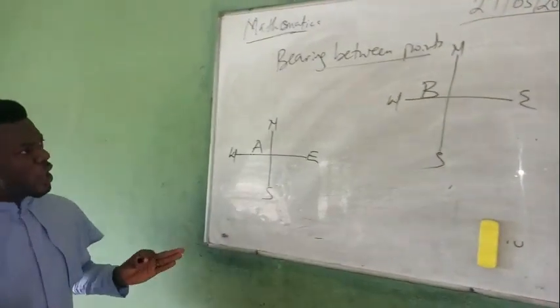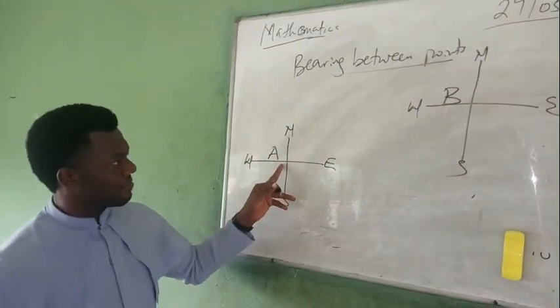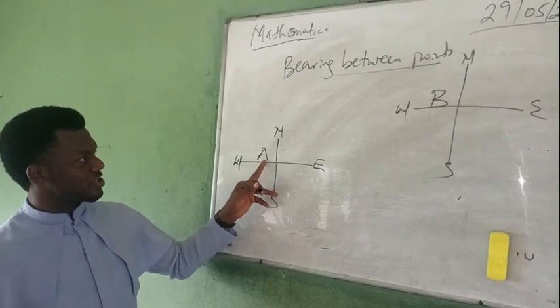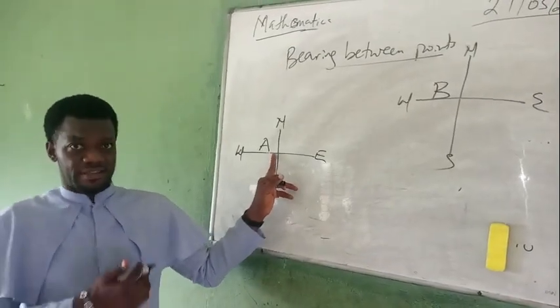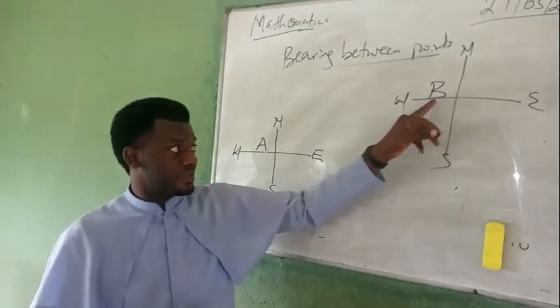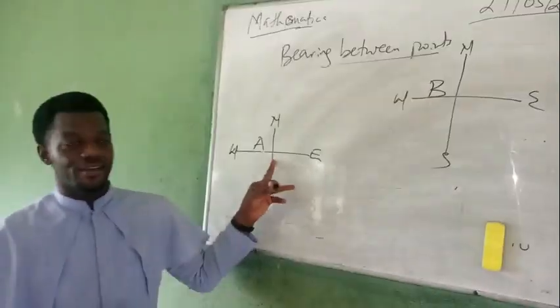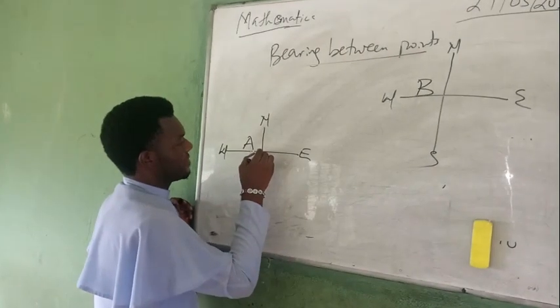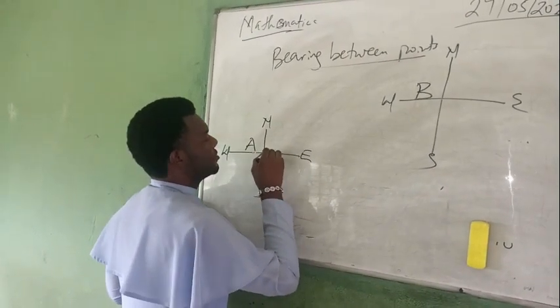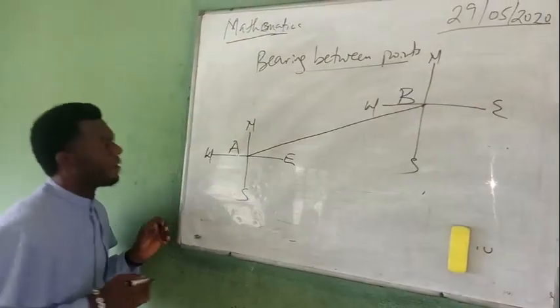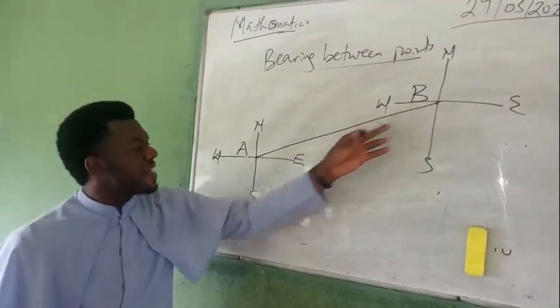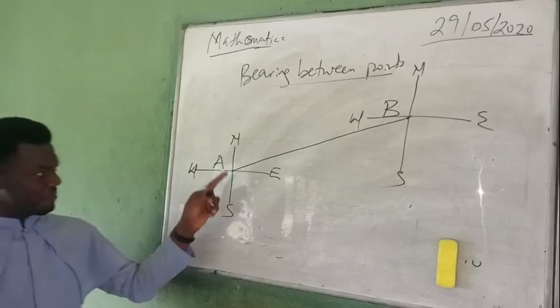Now, we want to know the direction of B from A. If somebody is standing here and wants to know the direction of this B from this A, you have to move from the main point to the main point. So, now, if we are asked, what is the direction of B from A?